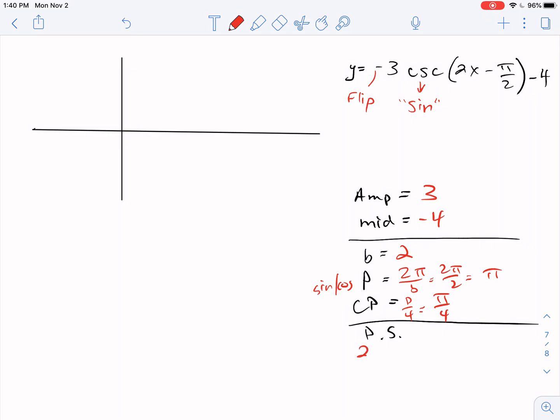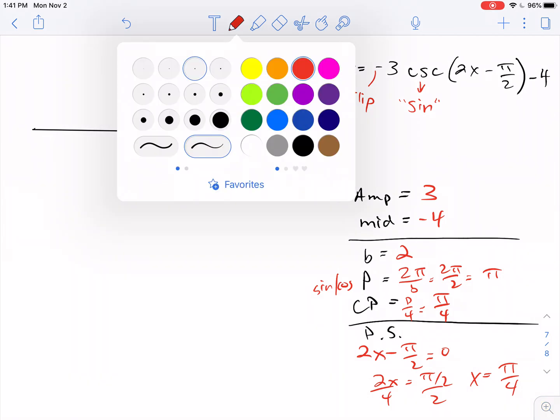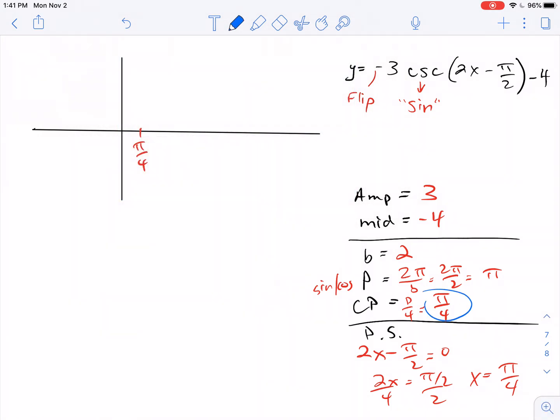Now the phase shift is the 2x minus pi over 2. Set it equal to 0. Take 2x, add the pi over 2 to the other side, divide by 2, and I get an x that's equal to pi over 4. So I will move over pi over 4 for my first critical value, and then we're going to add pi over 4. So pi over 4 plus pi over 4 is pi over 2. Add another one is 3 pi over 4. Add another one, we're at pi, and add another one, we'll be at 5 pi over 4.